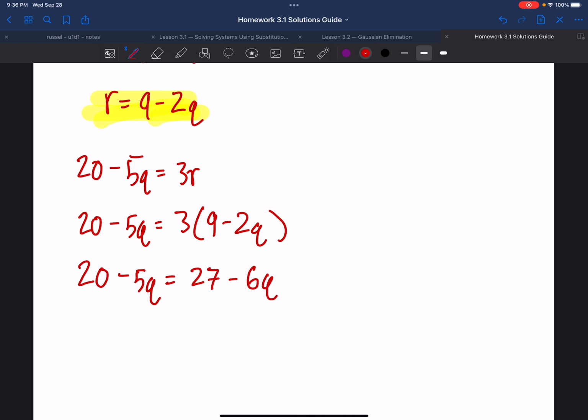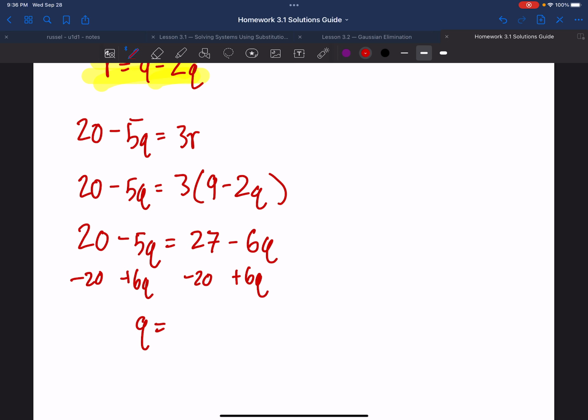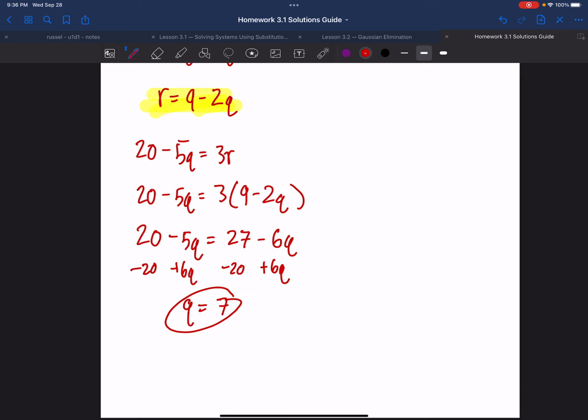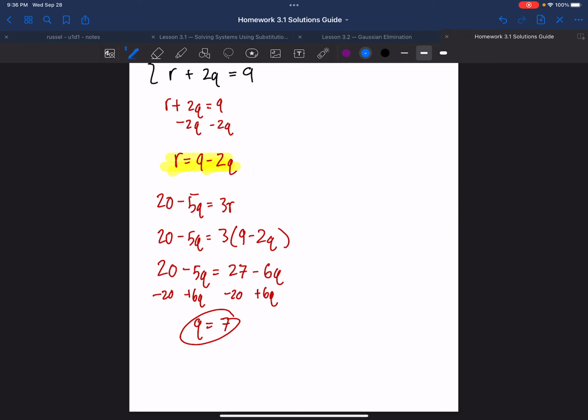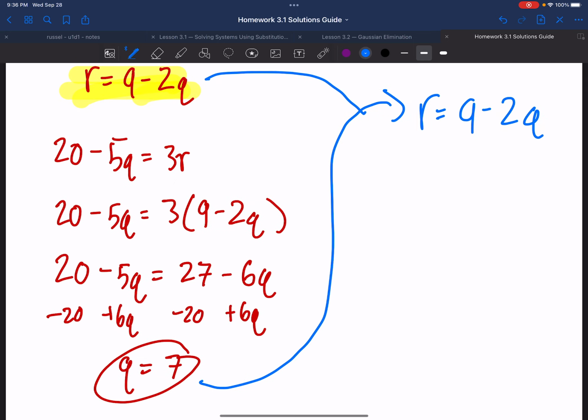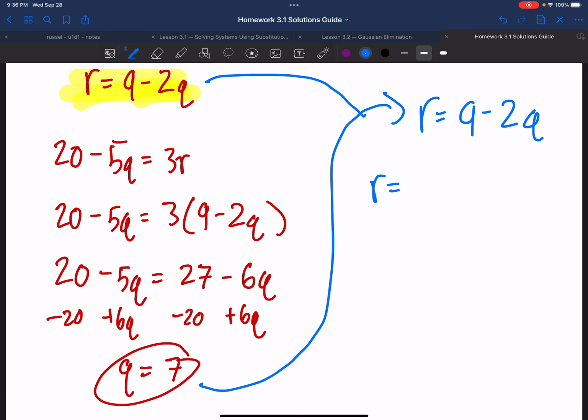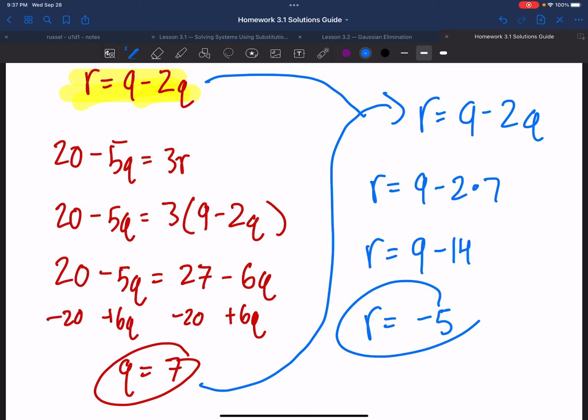Let us add 6Q to the other side and subtract 20 from both sides, lending me Q equals 7. Hooray! Now I just need to find R. But if you notice, R equals 9 minus 2 times Q, where Q is 7. So therefore R equals 9 minus 2 times 7. Therefore R equals 9 minus 14. So R equals -5. I think that's right.